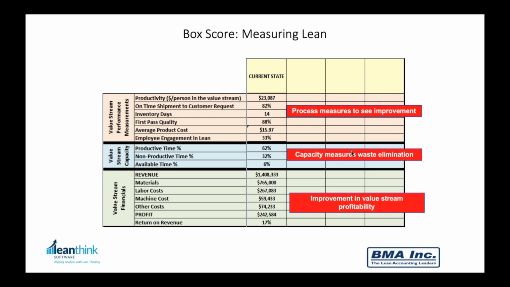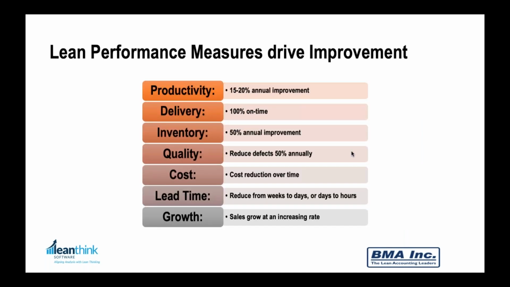The value stream income statement is just a breakdown of the total company income statement. What's the actual revenue? What are the actual costs of a particular value stream? What we're trying to do with the box score is understand these relationships between operating performance, capacity performance, and financial performance. So let's look at the three components of the box score in more detail.